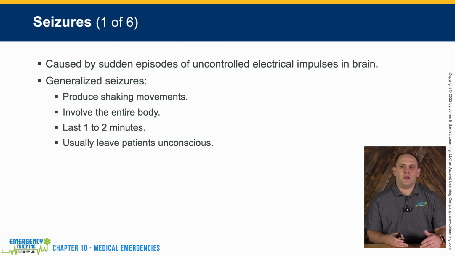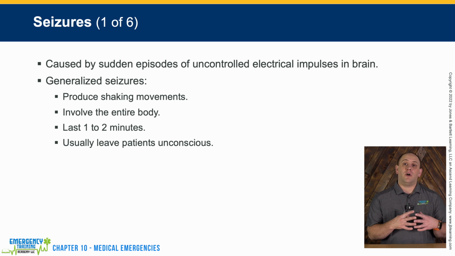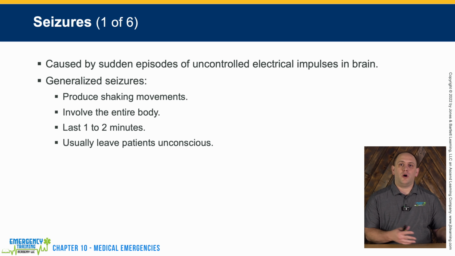Another very common neurological problem that people can have is seizures. This is caused by a sudden episode of uncontrolled electrical impulses in the brain. Normally, with seizures, we're going to see shaking movements. It could involve the entire body. It could involve only certain parts of the body. Normally, this will last anywhere from 1 to 2 minutes. And after the seizure has ended, the patient will remain in an unconscious or semi-conscious state.